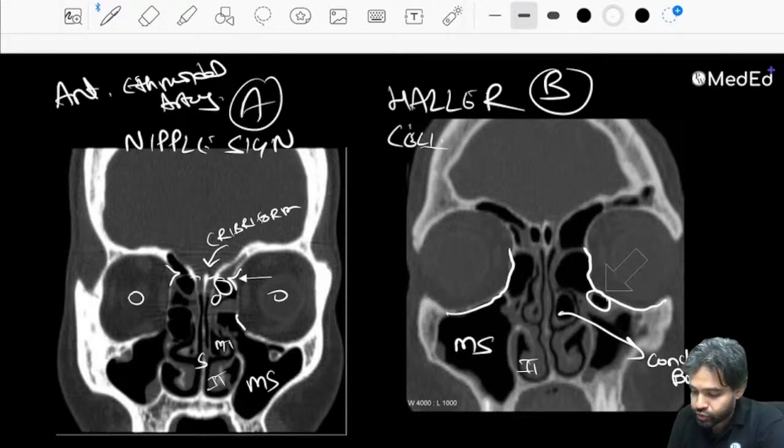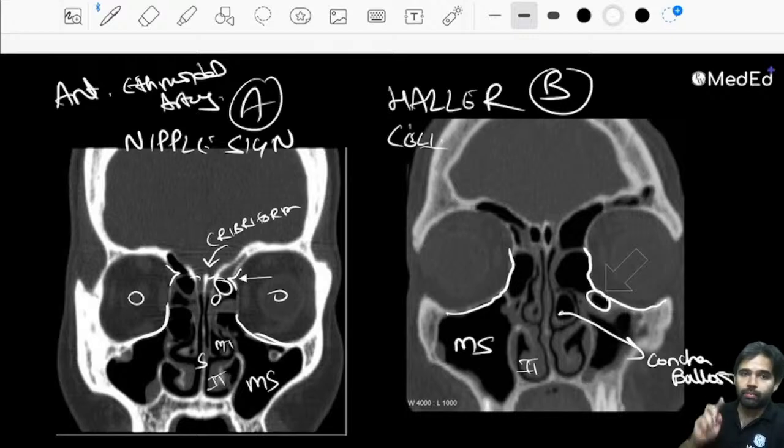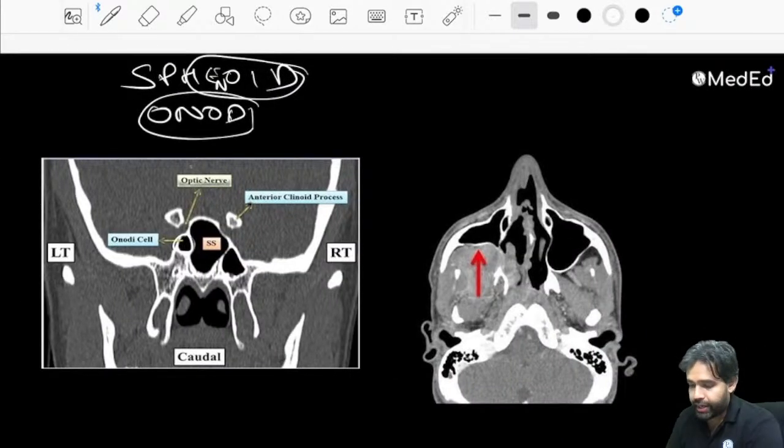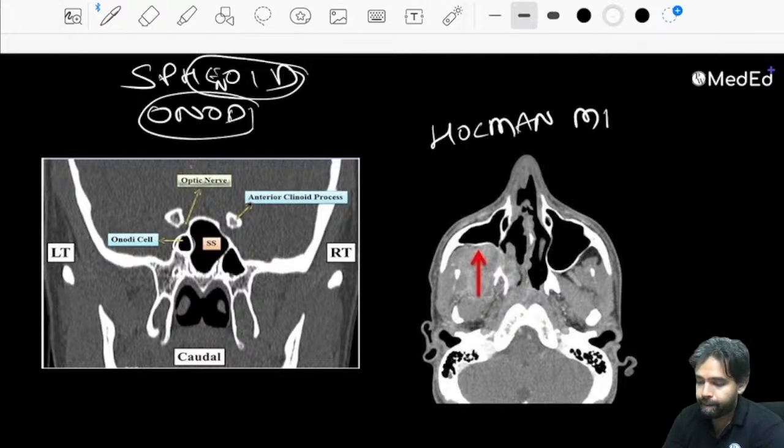Haller cell is one which will be connected to the lamina. That is the main thing you have to remember. L for Haller, L for lamina. All right, this is also commonly asked. This is a Horman-Miller sign in juvenile nasopharyngeal angiofibroma. The posterior wall of the maxillary sinus is arching forwards.